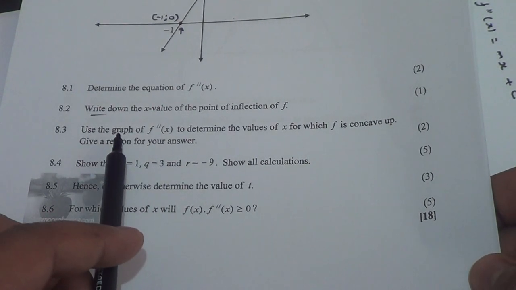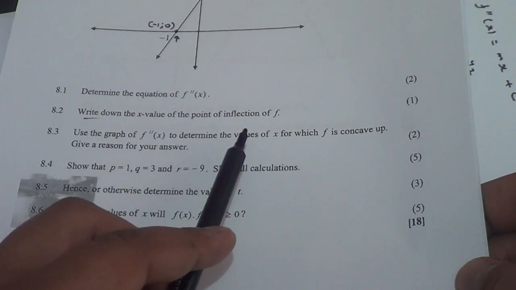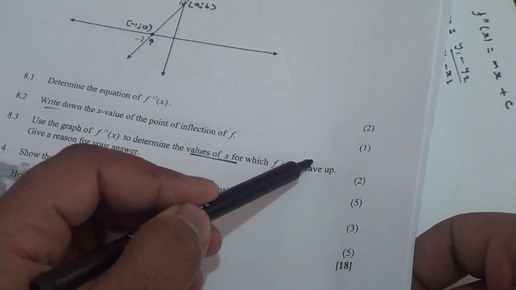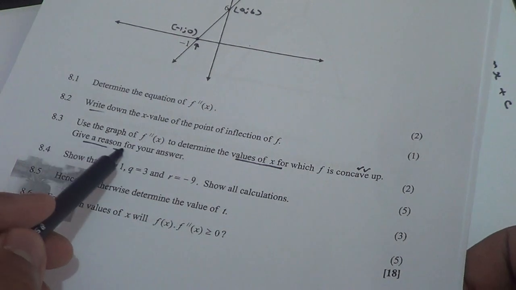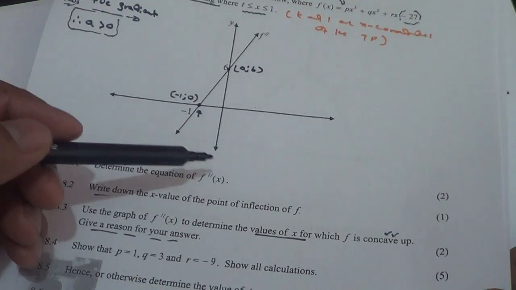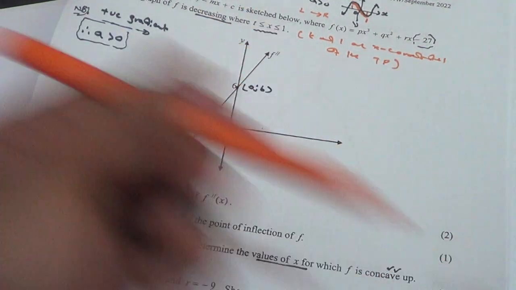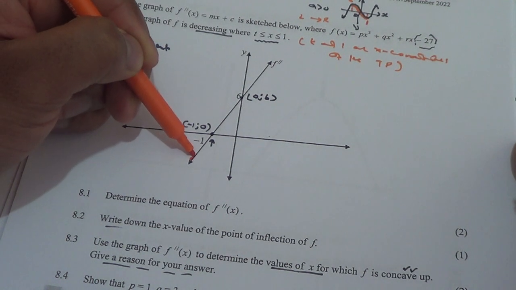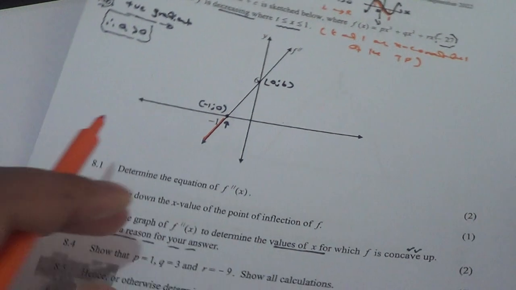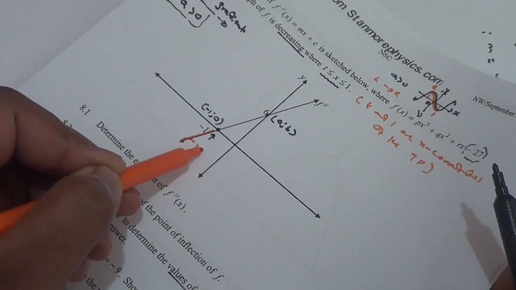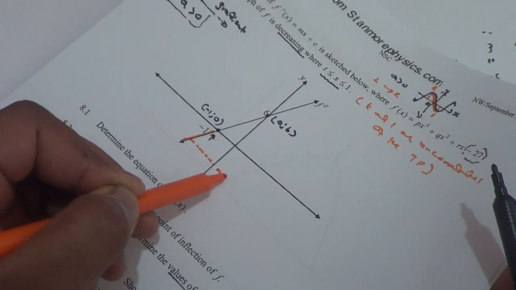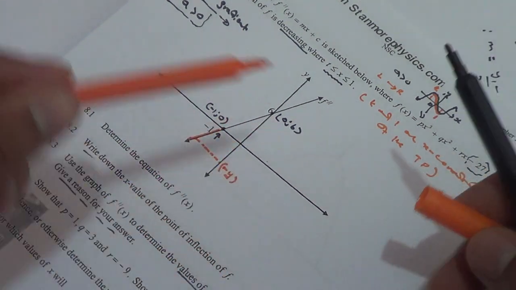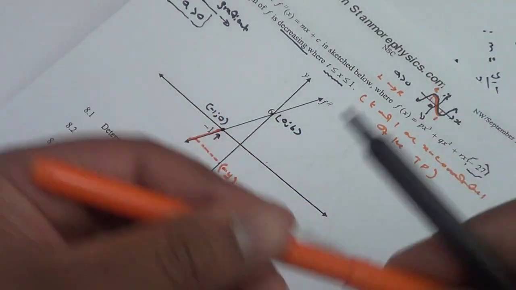Okay. Now it says, use the graph of the second derivative of x to determine the x values for which the graph is concave up and provide a reason for your answer. Okay, now what do you know, guys? There is something you need to know: this function here has the same gradient throughout, but it is negative in this segment. What do I mean by negative? It takes the negative y values. So this is minus y, whatever that value is. Okay, it's minus y all the way until that x-intercept.